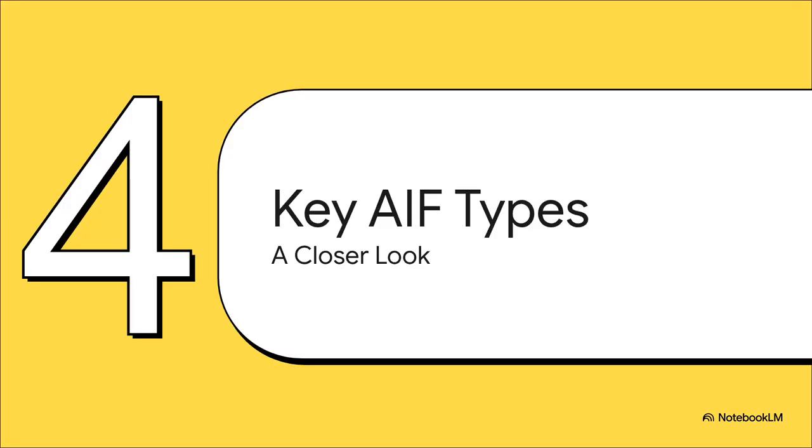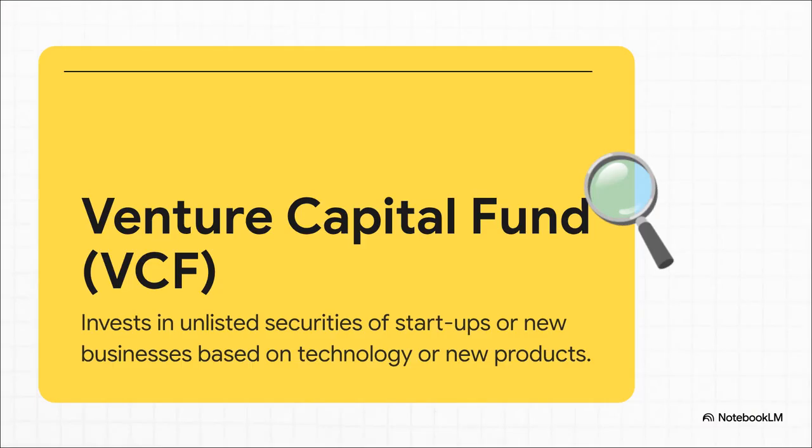Okay, so now that we have those 3 big buckets, let's zoom in a little and look at some of the actual types of AIFs you're most likely to hear about. First up, the famous venture capital funds, or VCFs. These guys are squarely in Category 1. You can think of them as the rocket fuel for new ideas. They're the ones writing the early checks to startups and brand new companies, long before those companies are big enough to be on any stock market.